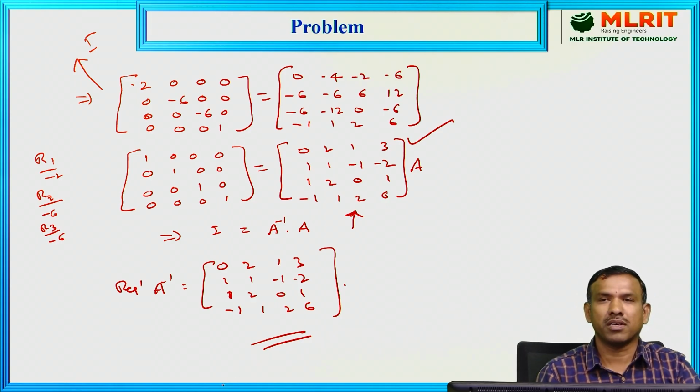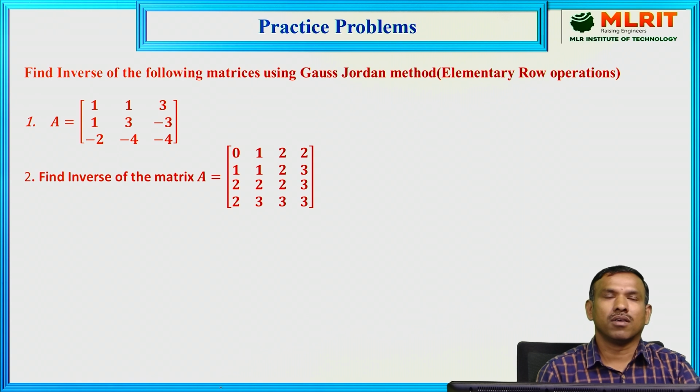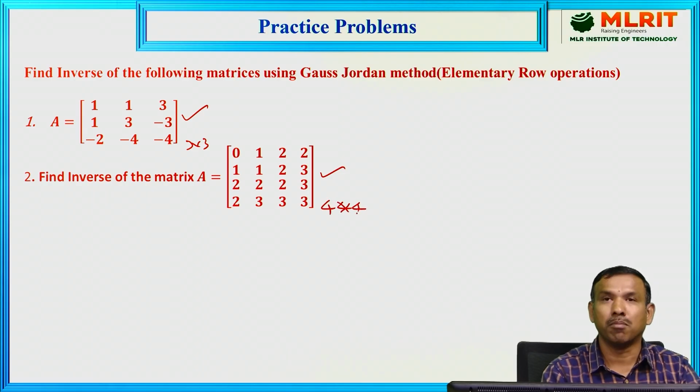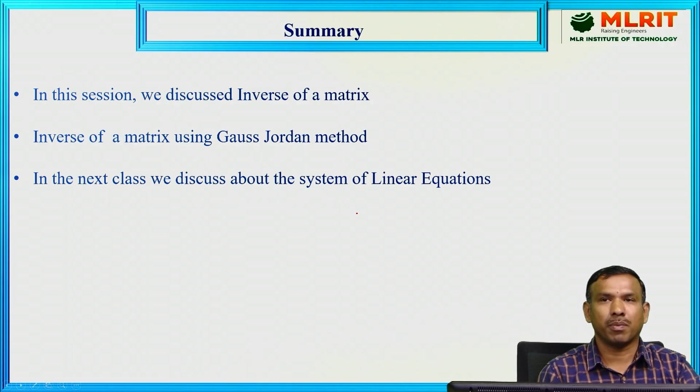So only row operations we need to apply carefully. Here I am giving 2 problems for practice. Find the inverse: one 3 by 3 matrix is given, one 4 by 4 matrix is given, using the Gauss-Jordan method, right? So in the present lecture we have discussed the inverse of a matrix using the Gauss-Jordan method. In the next class we will start the applications of rank finding and the solution of systems of linear equations. Thank you.